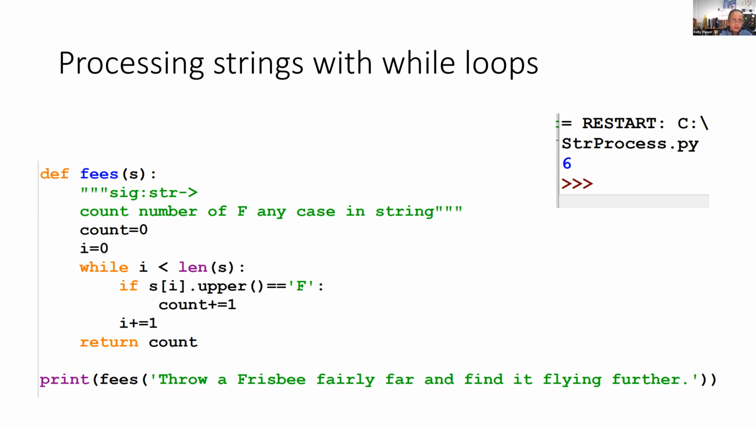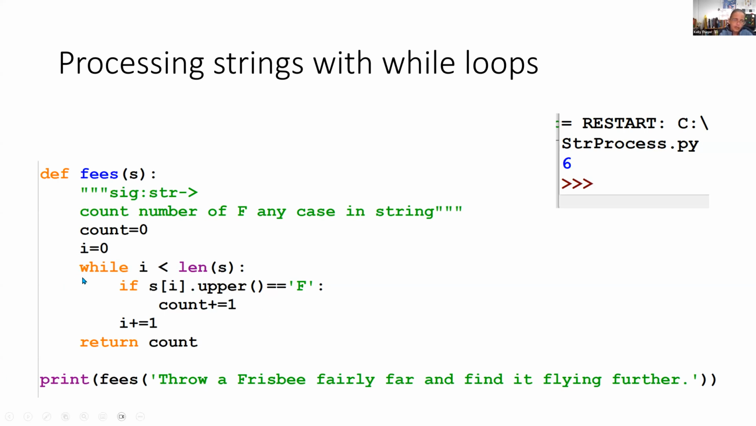I have my count equal to 0, and I have my i equal to 0. So count is going to be for counting my F's encountered, and the i is going to be for the loop variable, right? The loop variable and the counter need to be independent because the number of times through the loop is not necessarily going to be equal to the number of times that I have encountered an F.